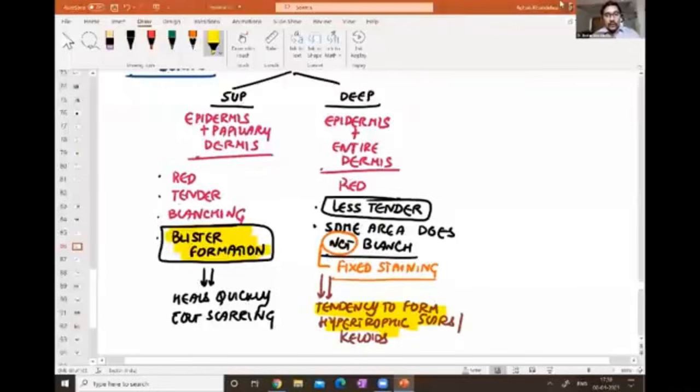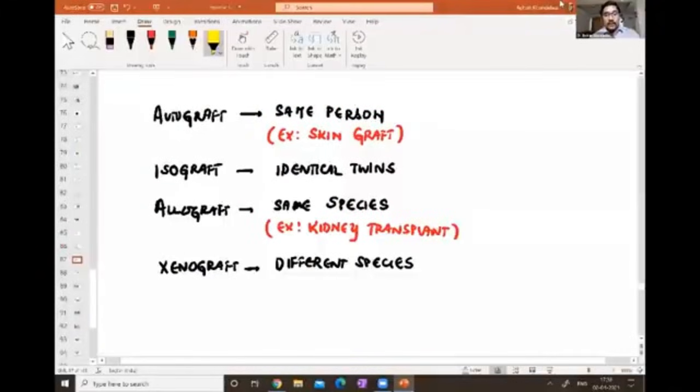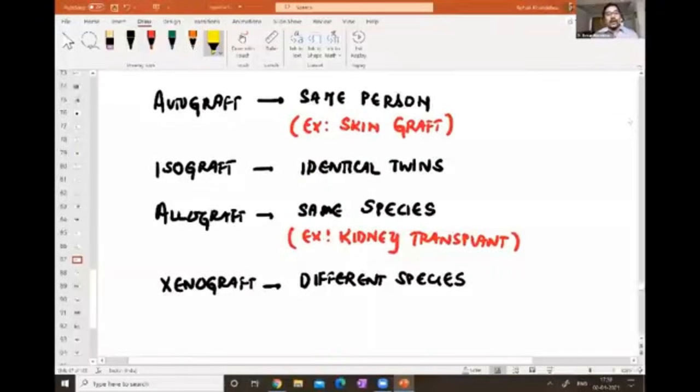Again, a very important question asked in the FMG exam is autograft, isograft, allograft, and xenograft. Autograft is when you take the graft from the same person, like a skin graft. Isograft is when you take it between identical twins. Allograft is the same species, and xenograft is a different species. You should know these definitions.